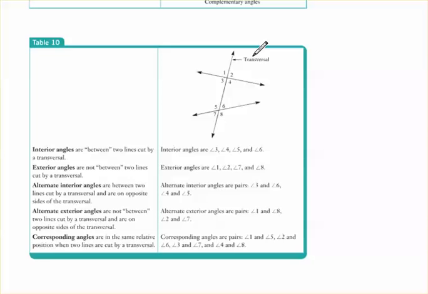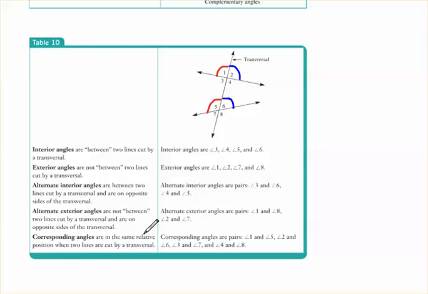Finally, we have corresponding angles. Corresponding angles are the same relative position when the two lines are cut by the transversal. Now, what that means is angles like 2 and 6. They are in the same relative position. They are up above and on the right side of the transversal for each of those lines. So we would call those corresponding angles. Angle 1 and angle 5 would also be considered corresponding angles because they are again on the same left side of the transversal, both above the two lines.